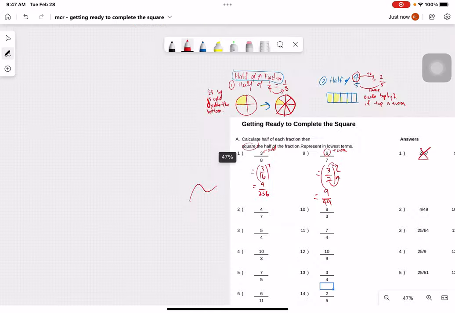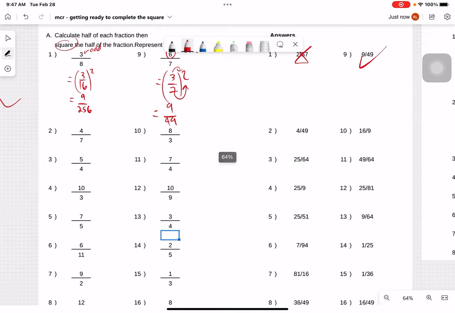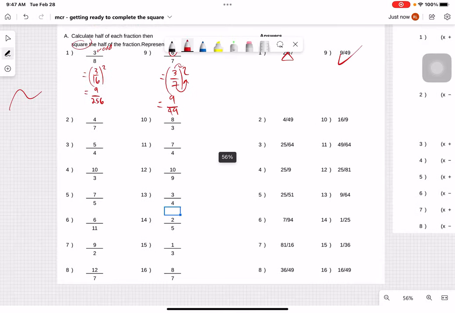All right, so now we have that. So what you want to do now is to go through and do all of those questions. Answers are over here.